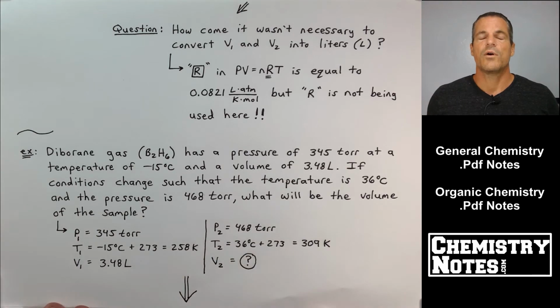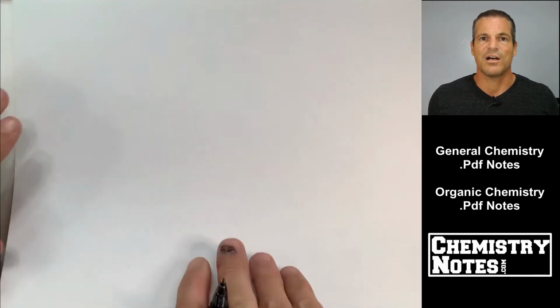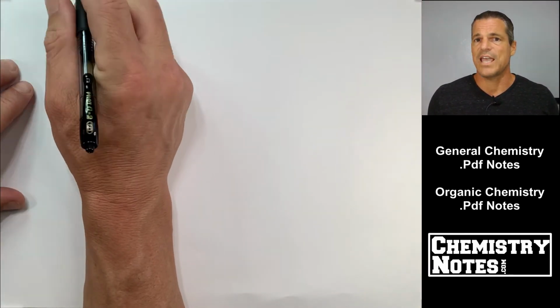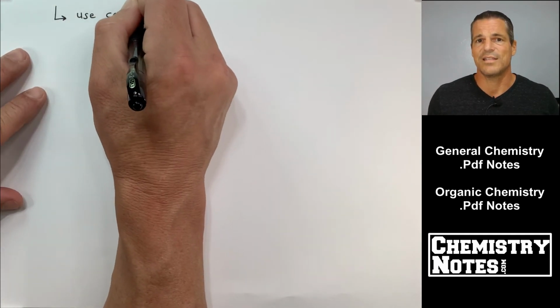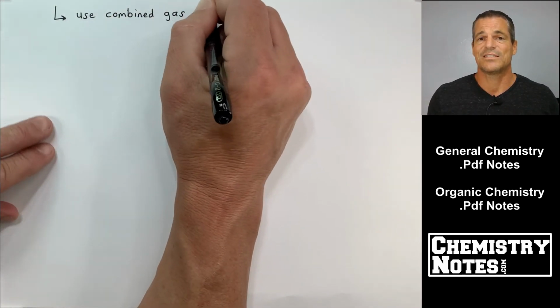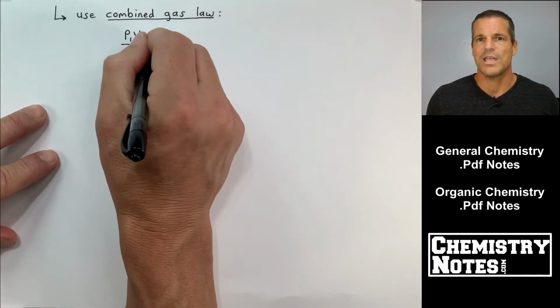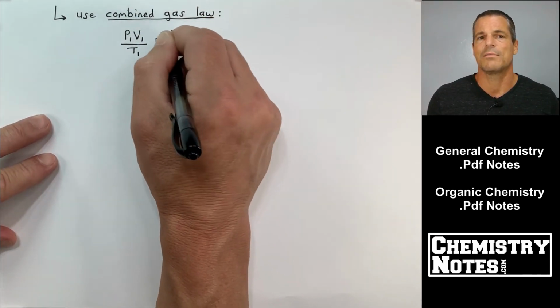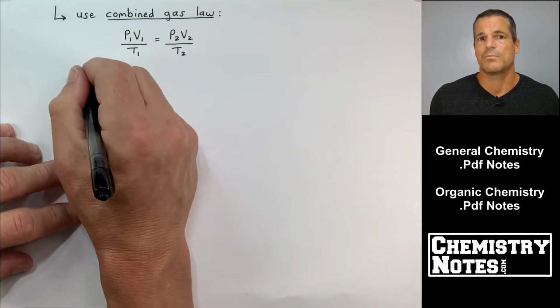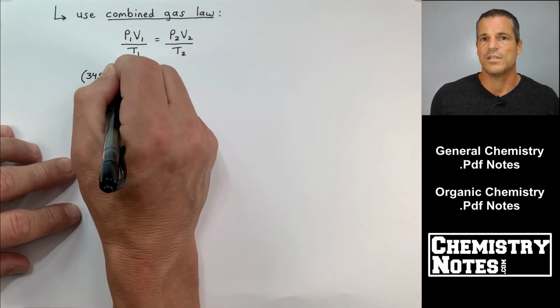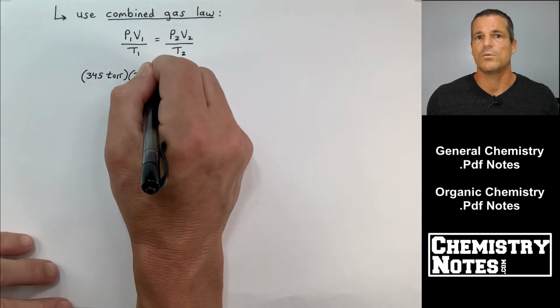So this is going to be the combined gas law, except I don't have to include the N1 or N2, because it's the same sample of gas. Same sample of gas, so N1 equals N2, it drops out. This is a combined gas law problem. P1 V1 over T1 equals P2 V2 over T2.